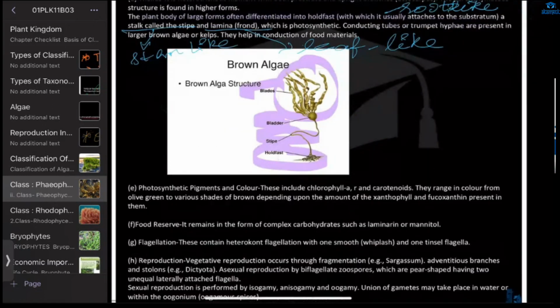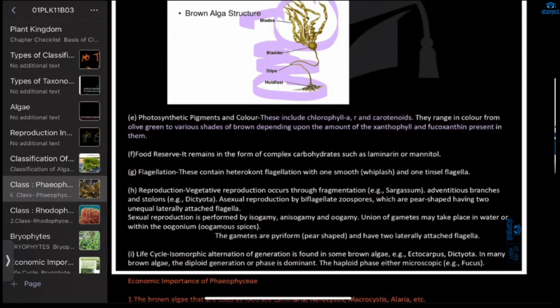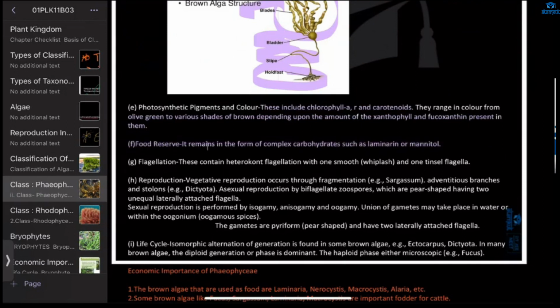Next one is photosynthetic pigment, which is chlorophyll a, c and carotenoids, and they range in color from olive green to various shades of brown. The more xanthophyll there is, the more brown color comes; the less xanthophyll, the less brown color is seen. And fucoxanthin is present in them. Food reserve is the most important point. Laminarin and mannitol are present, that is the most important one. Flagellation: they contain heterokont flagellation, two heterokont flagella, and whiplash movement is seen.